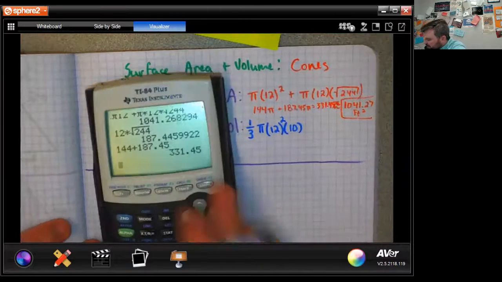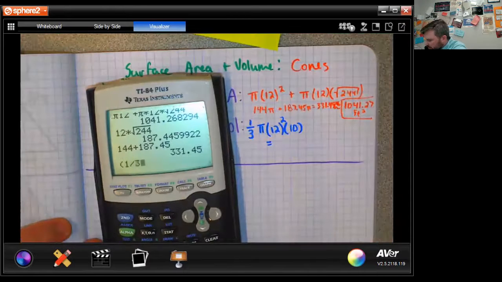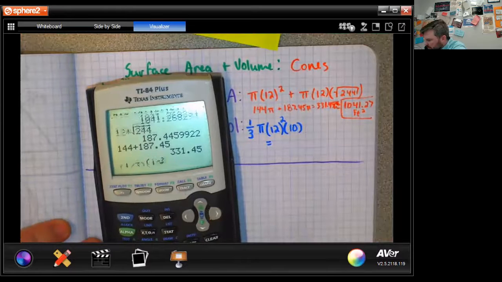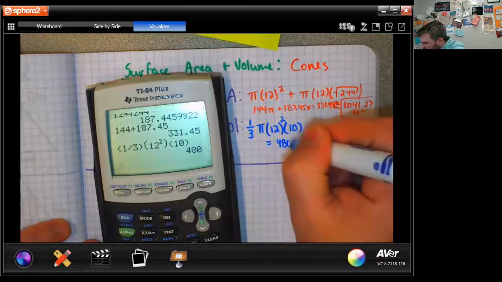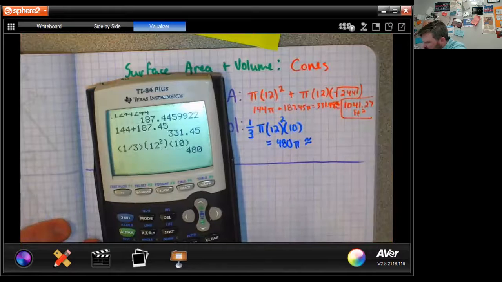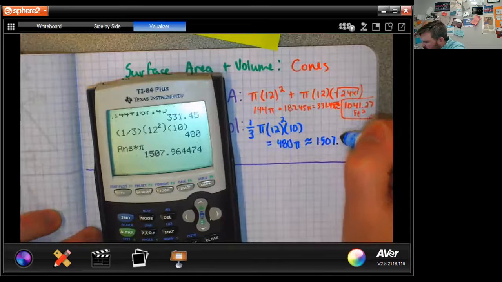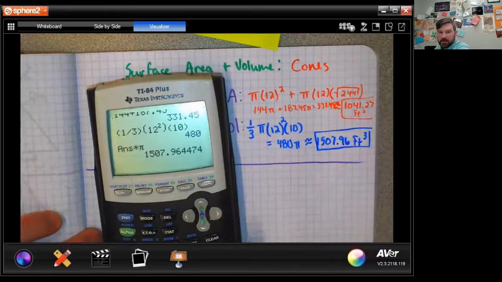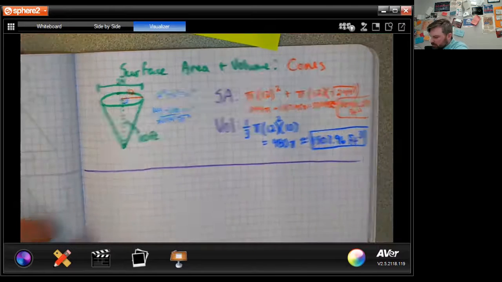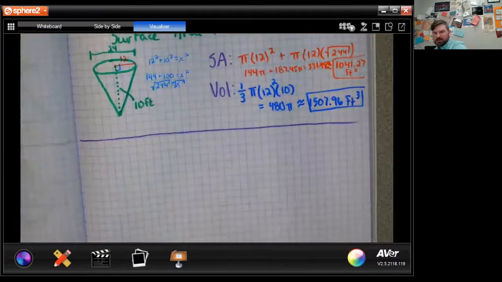Okay, so if I leave it in terms of pi, I just multiply my numbers together. So 1/3 times 12 squared times 10. That's 480 pi, which is about, so take that times pi, 1507.96 feet cubed. Now that one was pretty easy because they gave me some of the numbers I needed. It could get a little bit harder. So let's move to the next example here.